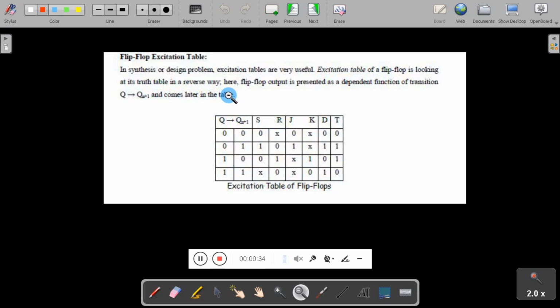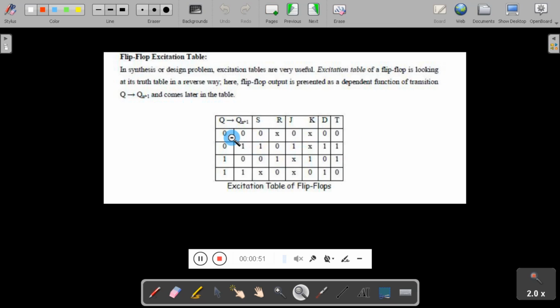So, as mentioned here, the excitation table of a flip-flop is looking at its truth table in reverse. Here, the flip-flop output is presented as a dependent function of a transition from Q to Qn+1, and the input comes later in the table. Here you can see.